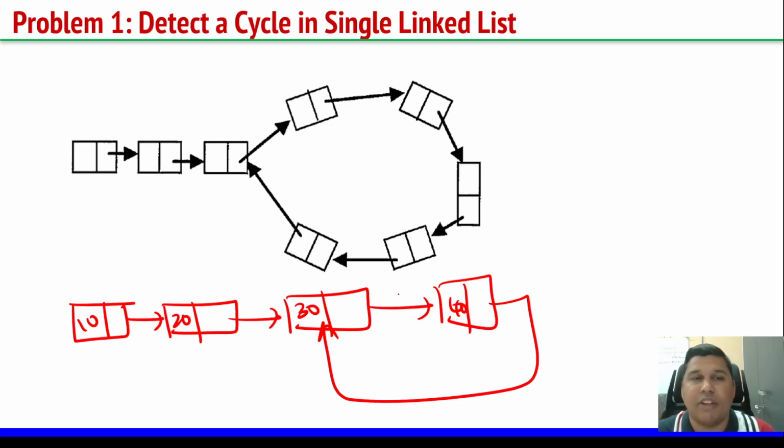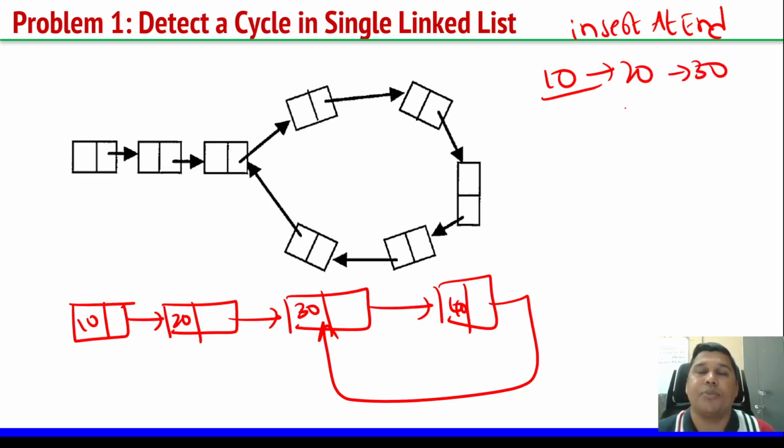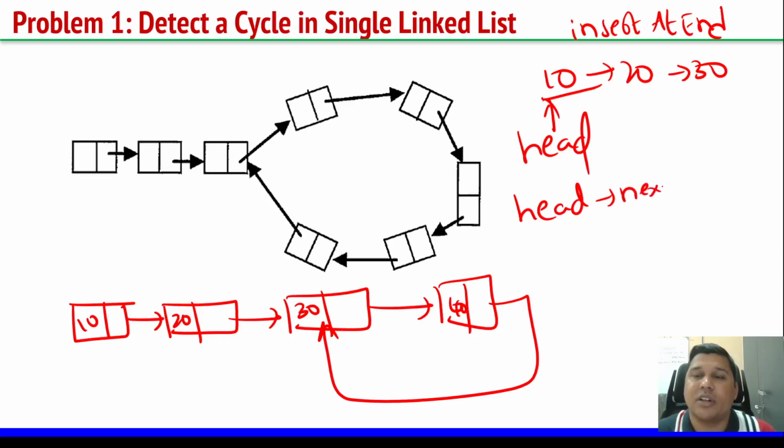There are multiple ways. What is the best way of finding the cycle in a single linked list? First, how do we actually create a list like this, give an input like this? It is simple. You do the insert at end operation: insert 10, then insert 20, then insert 30. Three elements over. Now once you insert 30, you hold its address. This is head, so head's next will point to 30.